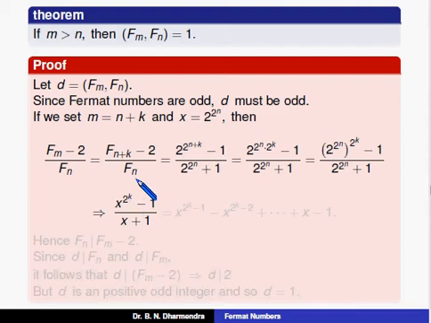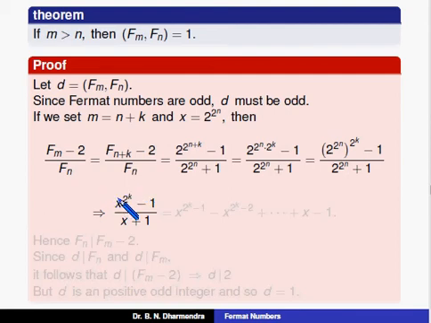Now let us consider, suppose 2 to the power of k is equal to n. So by the binomial expansion, it can be written as x to the power of n minus 1 divided by x plus 1, that can be written as x to the power of n minus 1 minus x to the power of n minus 2, up to the last two terms, that is x minus 1.